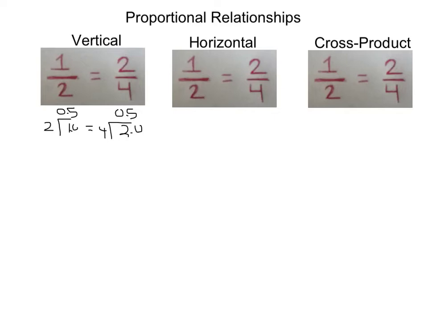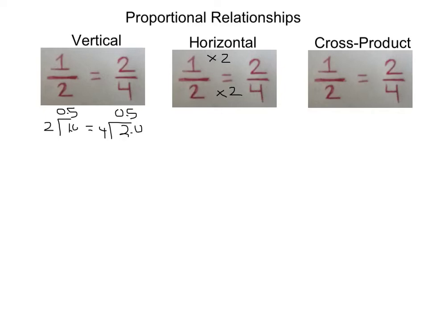My horizontal relationship is that I can multiply any fraction by an equivalent form of 1, meaning the same number in the numerator as the denominator, and I should get an equivalent fraction. Notice multiplying 1/2 by 2 over 2, my equivalent form of 1, I get 2/4. That's the horizontal relationship that proportions have.